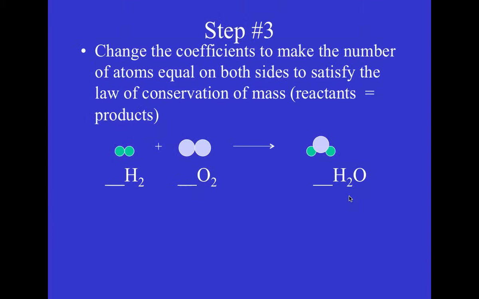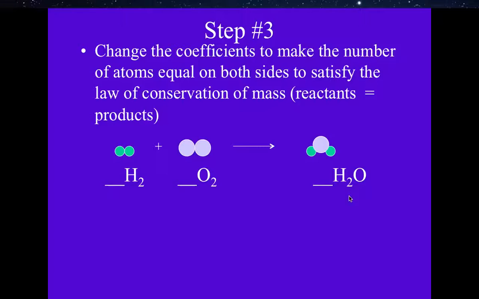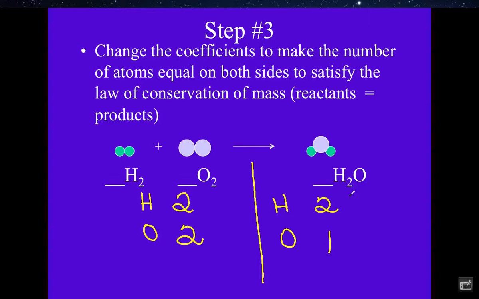That leads us to step 3. Step 3 has us change the coefficients. Remember from math, coefficients are numbers that go out in front. What this does is it makes the number of atoms equal on both sides to help them satisfy the law of conservation of mass. This is a multiplication process.